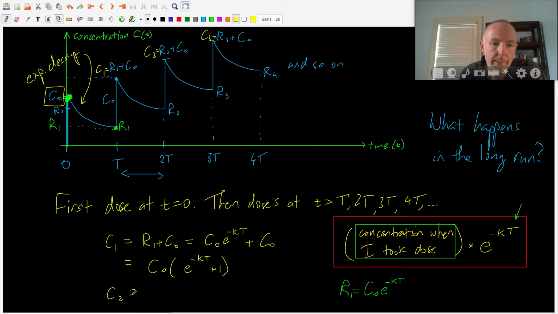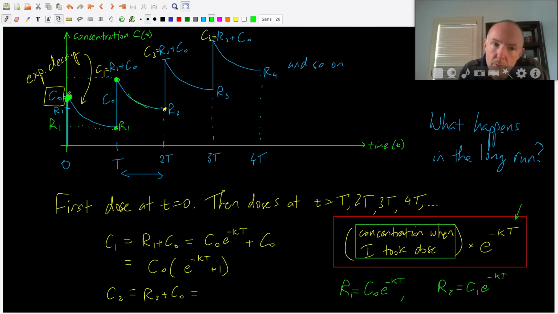C2 is clearly going to be, well, it's written right there. It's R2 plus C0. So the residual here, this residual, plus the extra dose. Well, what's this residual? Well, the second residual has to be, looking at this idea again, what we get when we start with this amount and we let it decay down for time t. Because we start at time t and we end up at time 2t, so that time interval there is capital T. And we started with the amount C1. So this has to be C1 e to the minus kt.